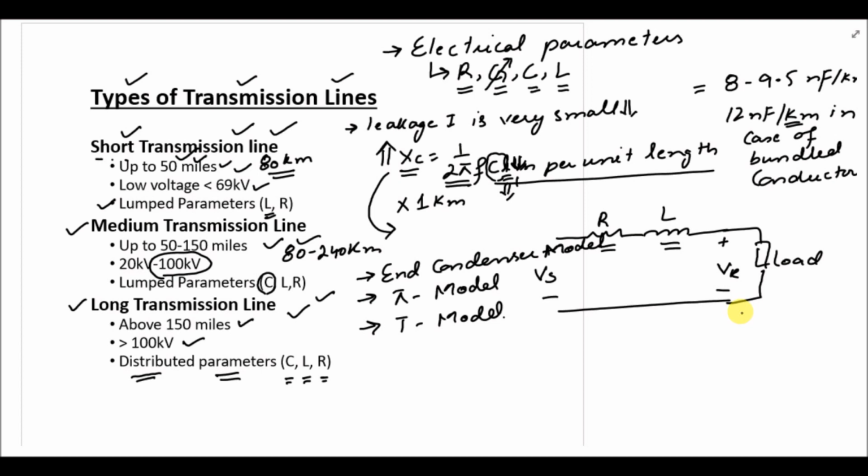So we cannot use lumped parameters in case of a long transmission line because the length is increased too much and the leakage current through all the distributed capacitance values cannot be neglected. For that we have to use distributed parameters, so the leakage current through each capacitance can be taken into account. So these are the three different models of the transmission line.